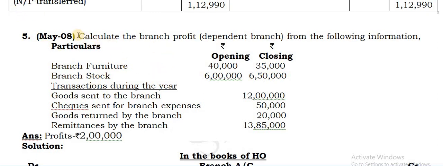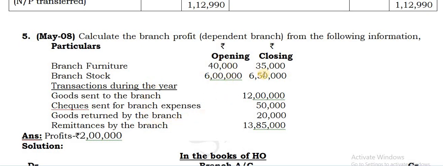You are asked here to calculate the branch profits. So through the branch account, there is a dependent branch you are given, so you are supposed to calculate. See, the goods are being supplied at cost or invoice price, nothing is given. When nothing is given, you can assume that the goods are being supplied at the cost price itself.